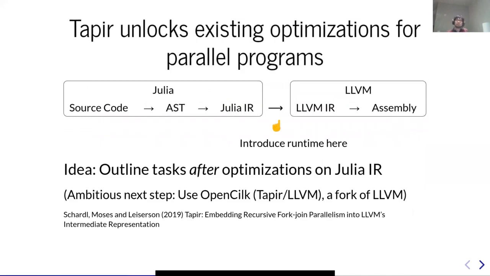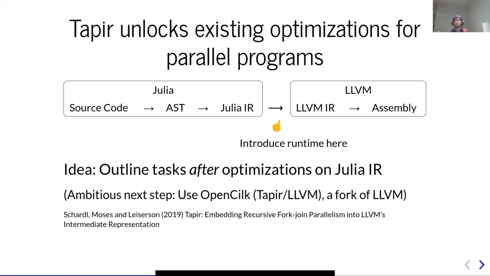So this is not a Julia-specific problem. There's in fact the same problem in Cilk, which is a parallel extension of C and C++. To solve this, Schardl, Moses, and Leiserson invented something called Tapir, which is an extension to SSA-based IR for parallel tasks, or more specifically, focused on parallelism. The idea at high level is pretty simple.